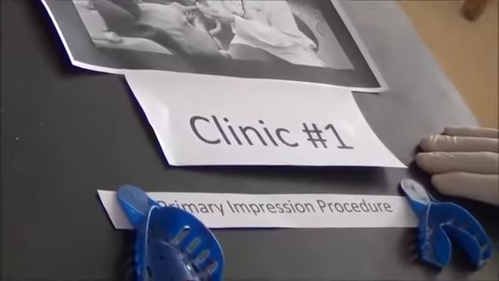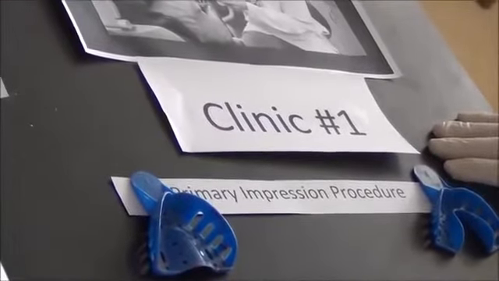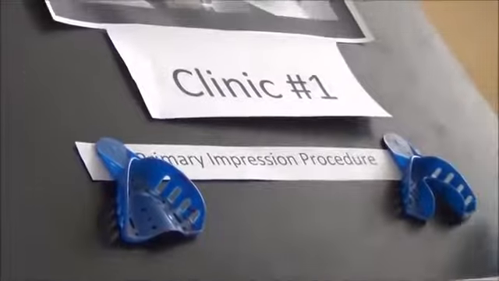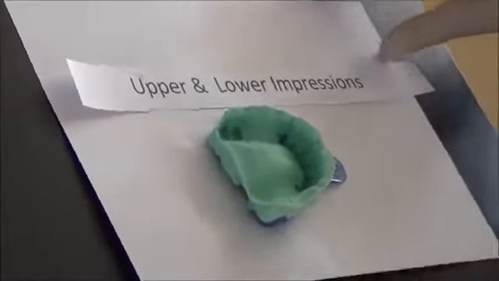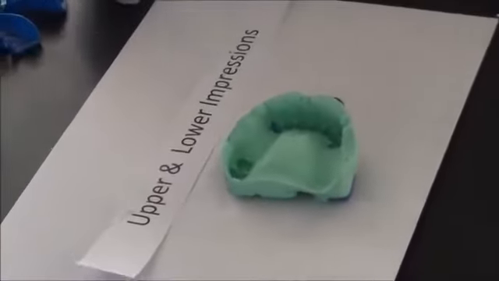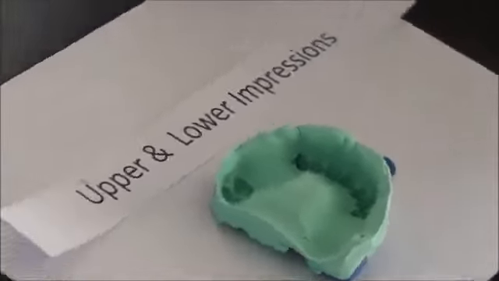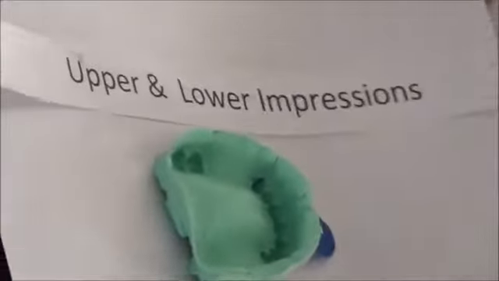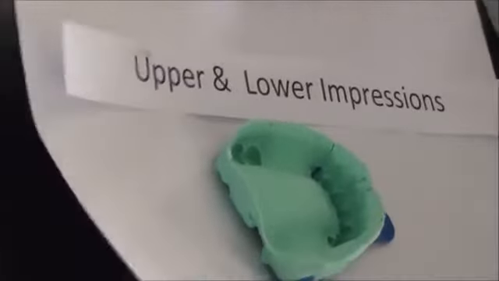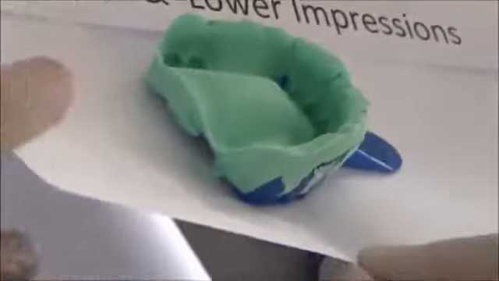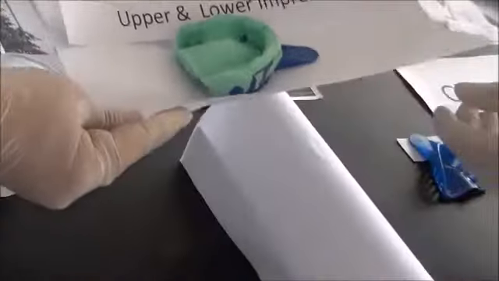So the patient is ready. We select our trays, and we then take impressions. We're going to take upper and lower impressions. These are usually done with a tray and alginate because this is a dentate patient. And this together, the upper and lower impressions, are delivered to the lab with instructions to pour them.